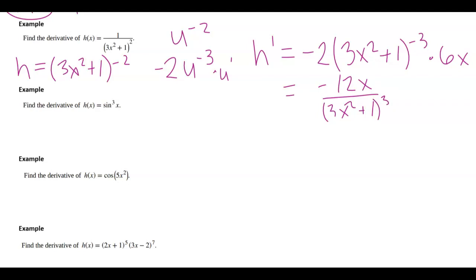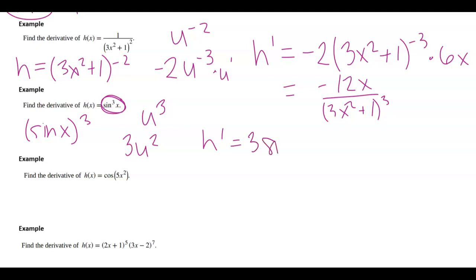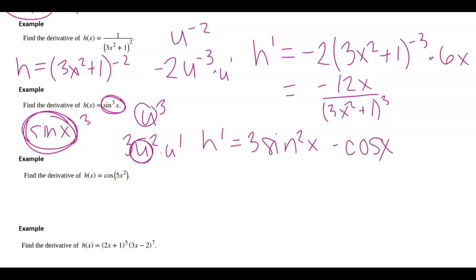All right, let's look at some trig functions next. Remember that this notation means sine of x and then cubed. So if I have something cubed, its derivative is 3u squared. So h prime must be 3 sine squared x times the derivative of the inside. So in this case, that inside piece, right, is sine x. So times the derivative of sine is cosine.